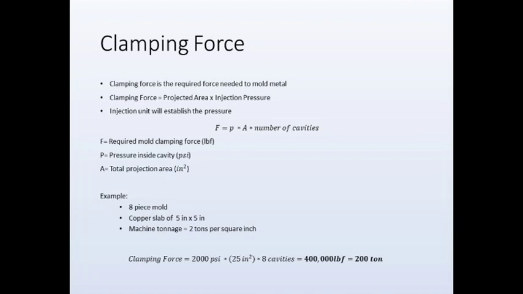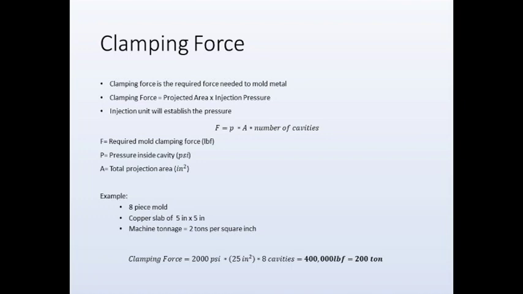Clamping force. Clamping force is often a value that we have to calculate to see what the capabilities are of our machine and to see if it meets the requirements of the parts we're trying to create. The clamping force is the force needed to mold the metal, and it is found by multiplying the pressure inside the cavity by the total projected area and the number of cavities within the mold.